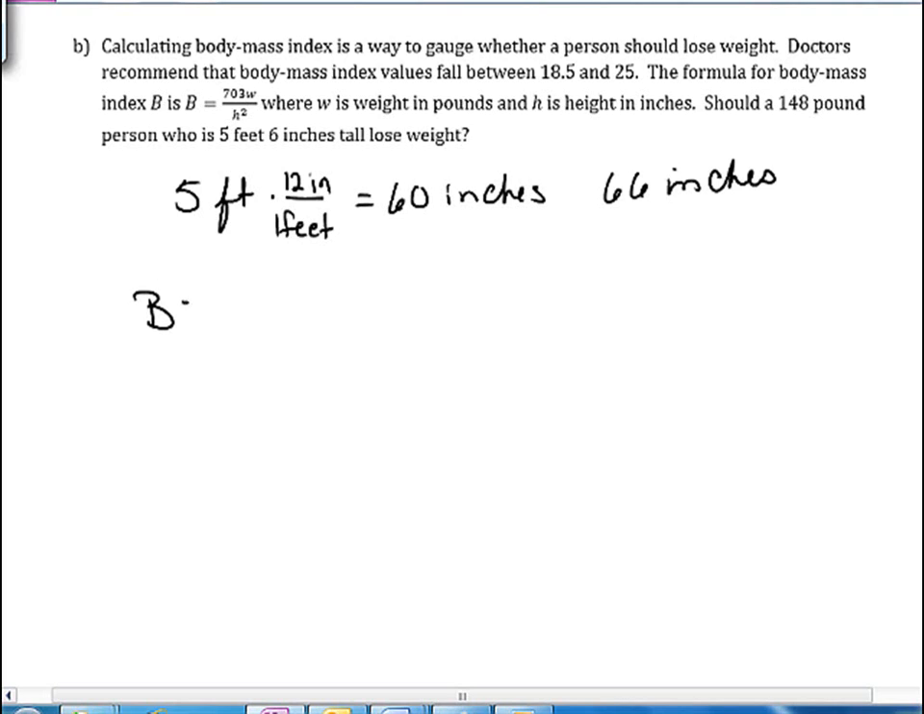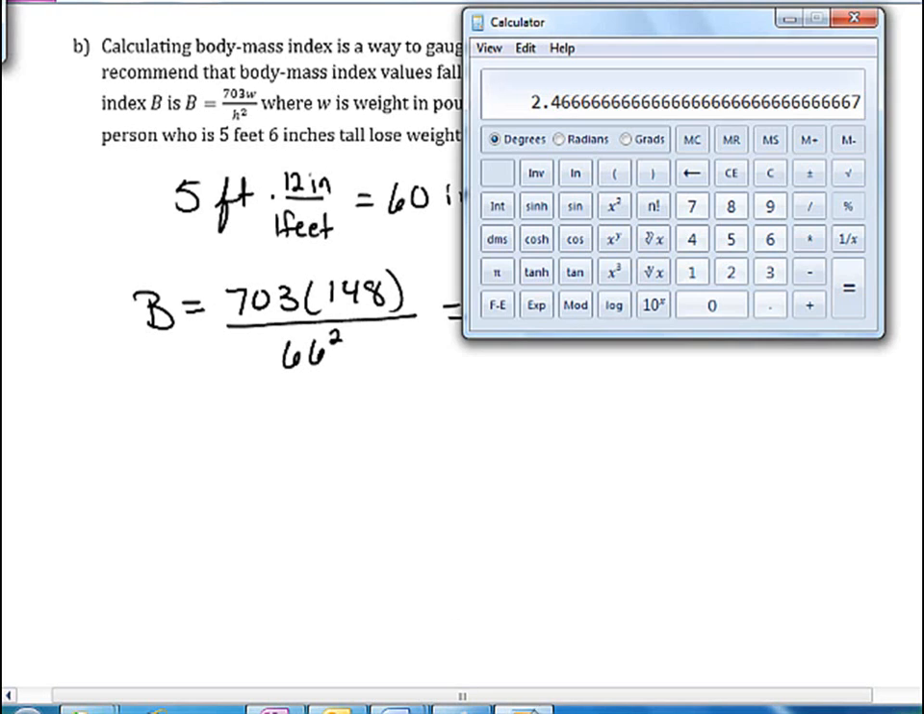Now we can plug into our formula B. It's 703 times W, and their weight in pounds was 148. And then divide by their height, 66 squared, actually it is. So again, we can use our calculators to compute this. So 703 times 148. And then we want to take that and divide it by 66 squared. So we end up getting 23.885.